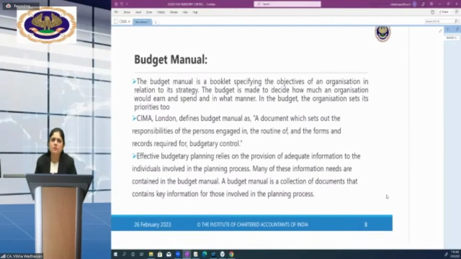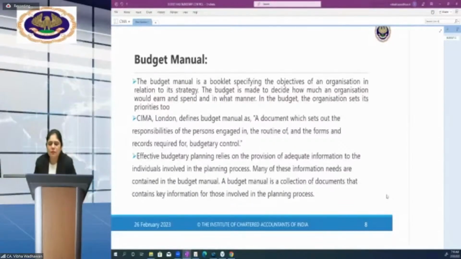So the person who is responsible to make the budget has to follow the budget manual very, very seriously and religiously. Effective budgeting planning relies on the provision of adequate information to the individuals involved in the planning process. So the individuals who are making the budget should have all the information. What should be the format? What should be all included inside the budget? What type of forecast to be made? How much budget period should we take? Should we take a long-term budget? Should we make a short-term budget? For how much period of time the budget should be made? So the whole information should be in the budget manual, and only then the proper, efficient budget can be made. So many of these information needs are contained in the budget manual.